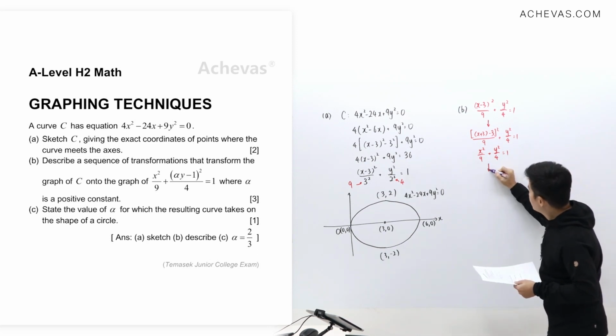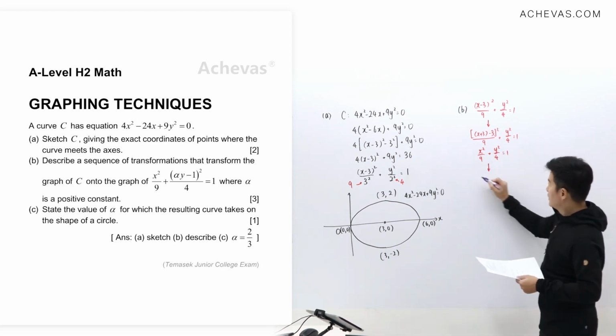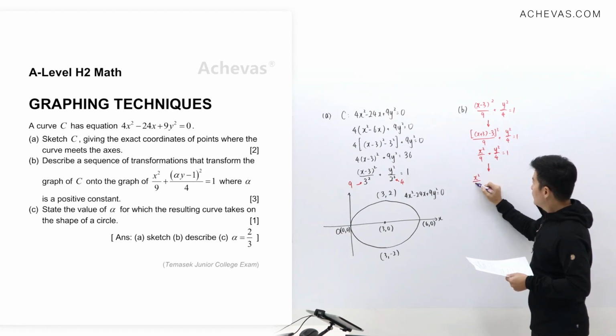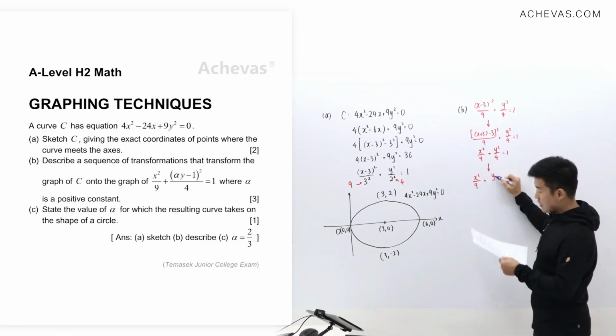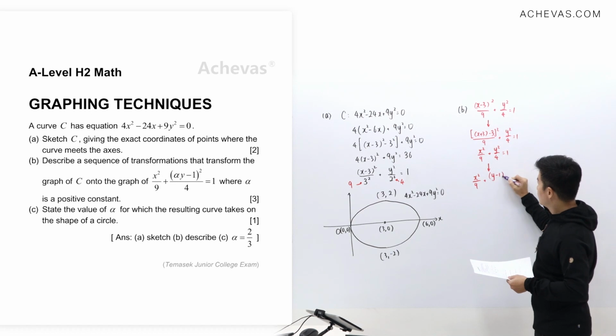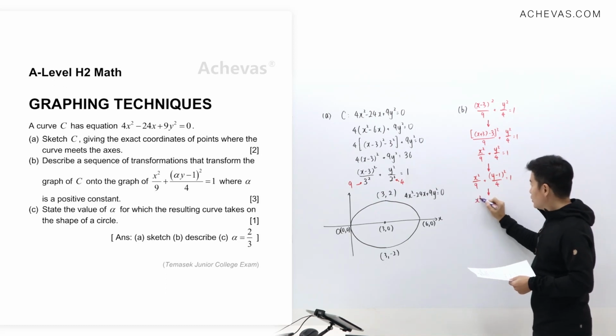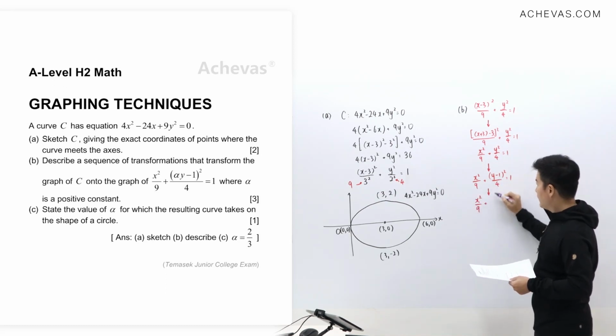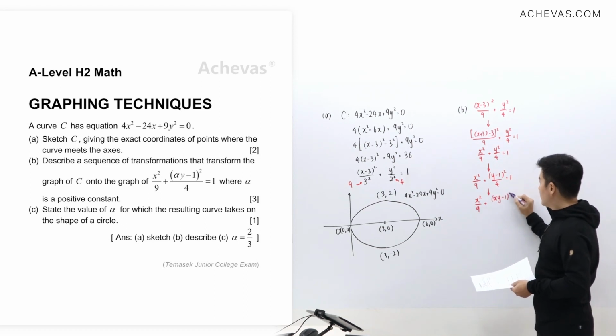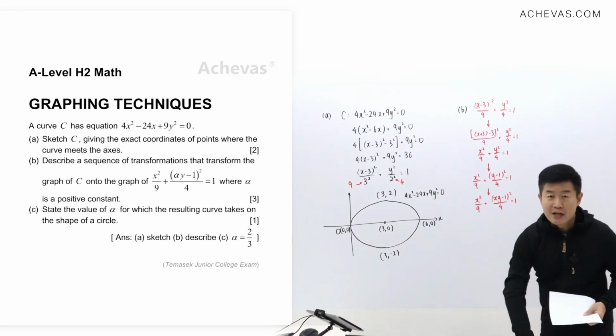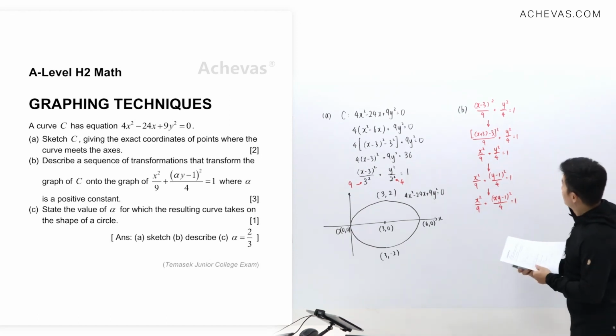So the next thing that I'm going to do is I'm going to replace this y here by y minus 1. So we will have this over 4 is equal to 1. And I'll replace this y again. So x squared over 9 plus, replacing this y this time by alpha y minus 1 squared over 4, this is equal to 1. Okay, now we are ready to describe the transformation.